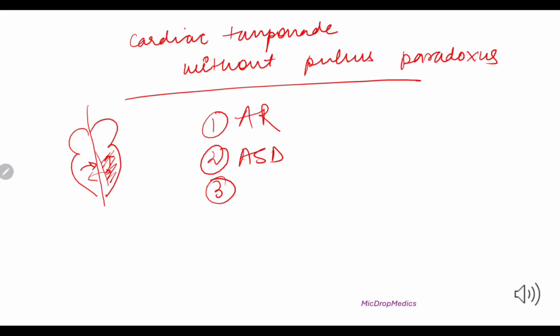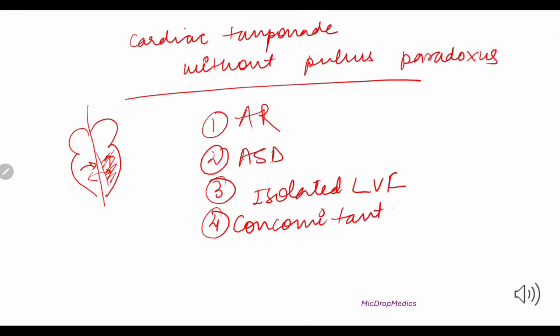Similarly, in isolated left ventricular failure, the left-sided pressures are already profoundly elevated. Again, in concomitant right ventricular hypertrophy, the thick, stiff right ventricular wall resists the septal shift. So remember this, the absence of pulsus paradoxus does not rule out cardiac tamponade if these comorbidities are present.